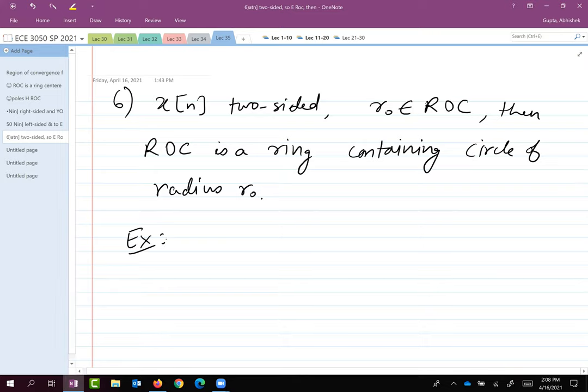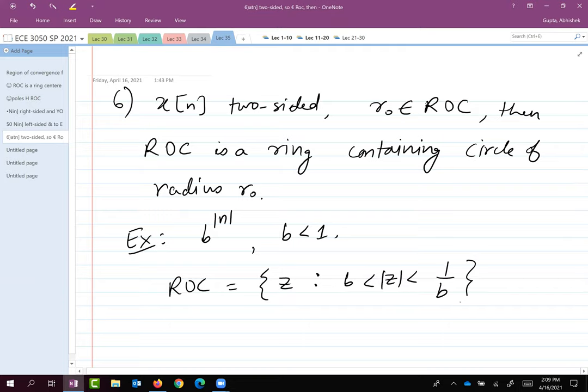And I want you to remember the example of b raised to the absolute value of n. This example was covered in the previous class. It's a two-sided signal, and the region of convergence was a ring. In this case, the region of convergence was |z| such that b is less than |z| is less than 1 over b.